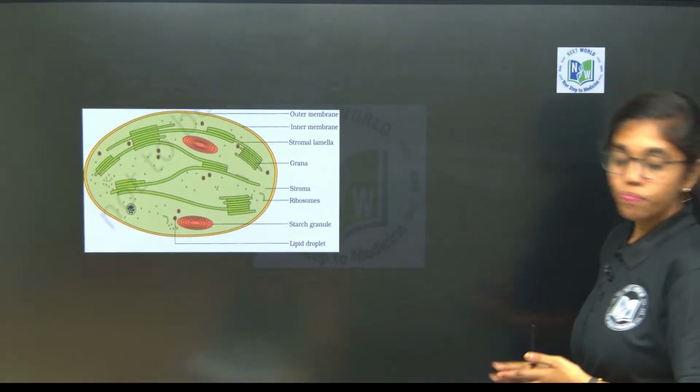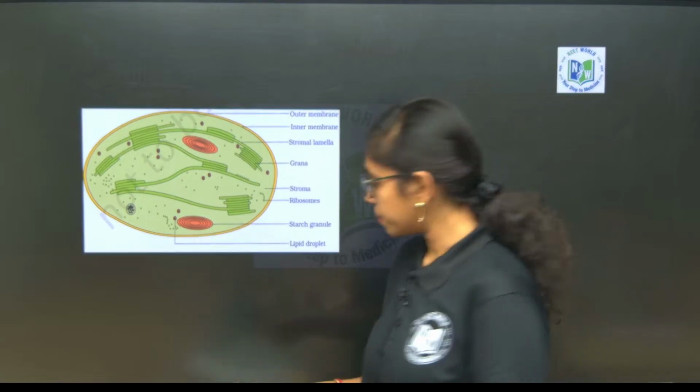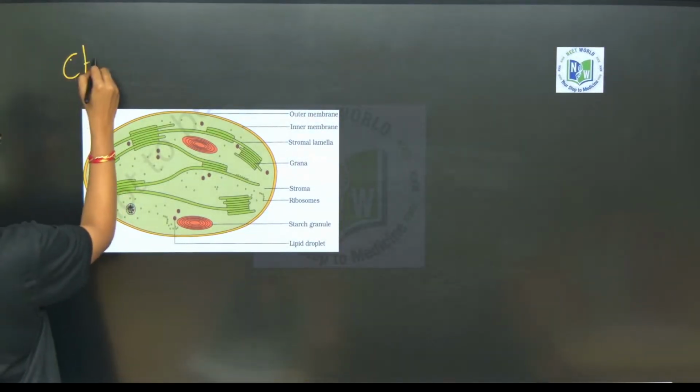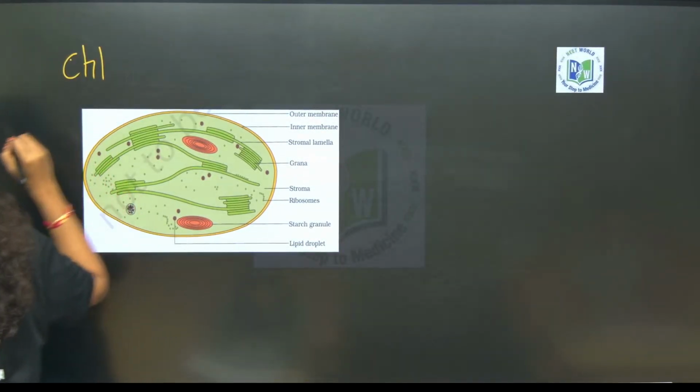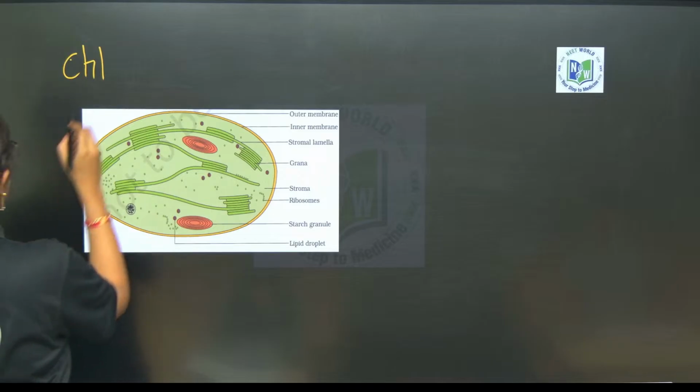Next. Now, let us look into the chloroplast organelle. You specify which region you didn't understand, that I will explain again. Specify it clearly.